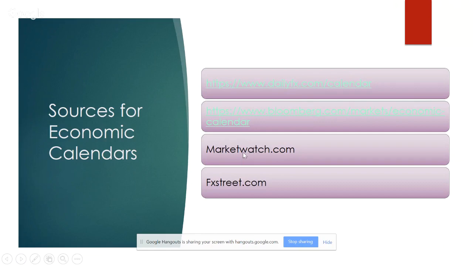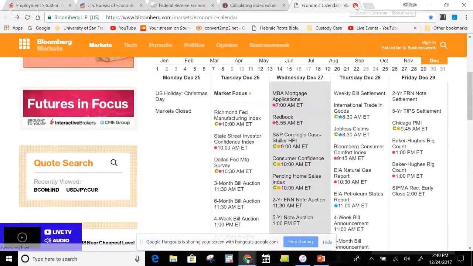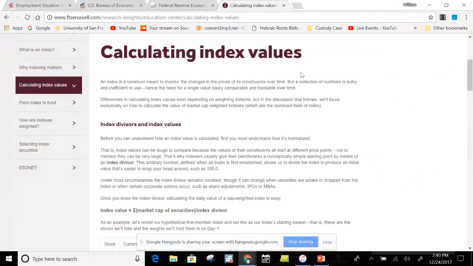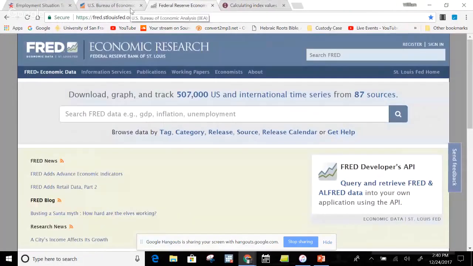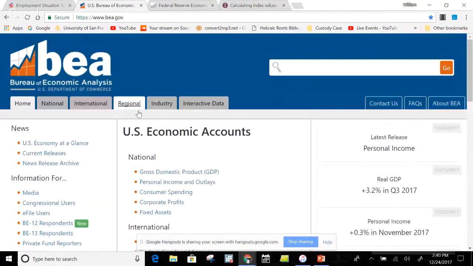Anyways, getting back into it really quick, I'm not going to get too carried away on the personal investing tips. I'll save that for another day. But you can go to marketwatch.com and FX Street as well to get some good indicators. I'm going to close this out since my internet's slowing down really fast. So another place that you can go to get some good information is the BEA as well.